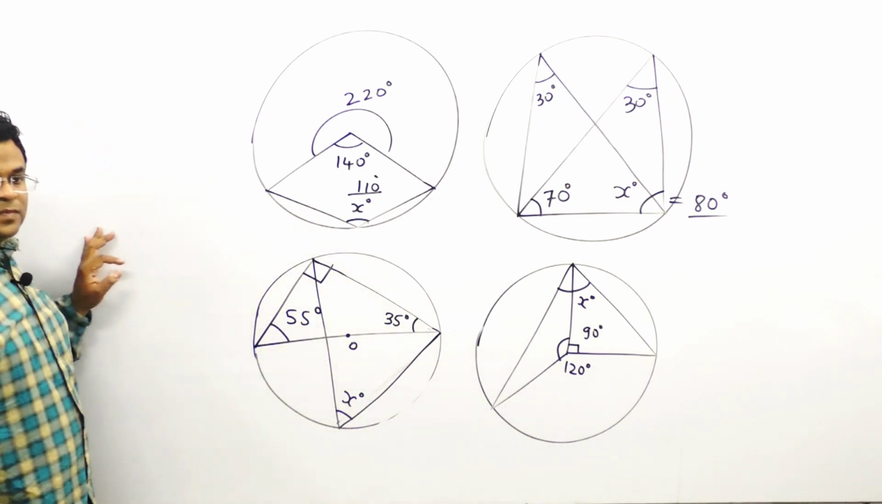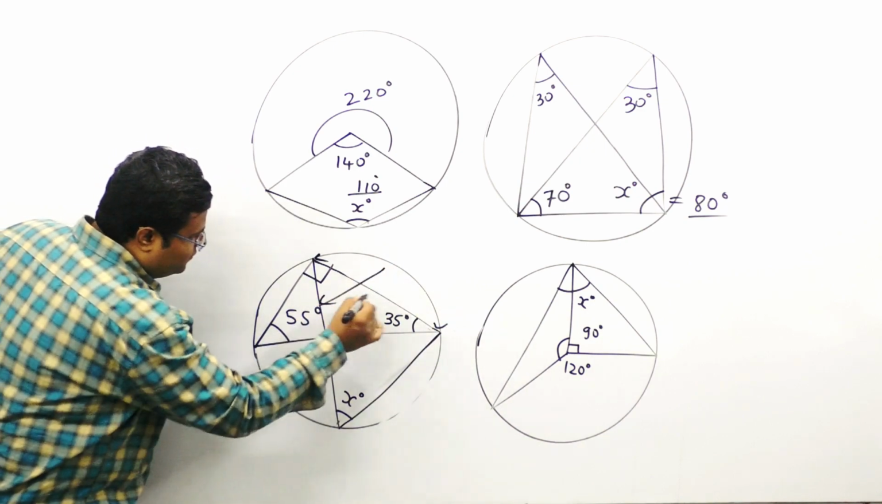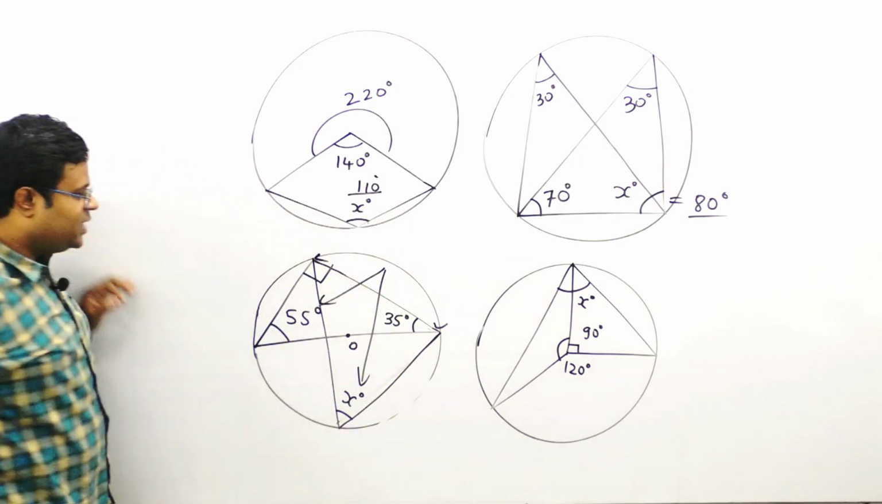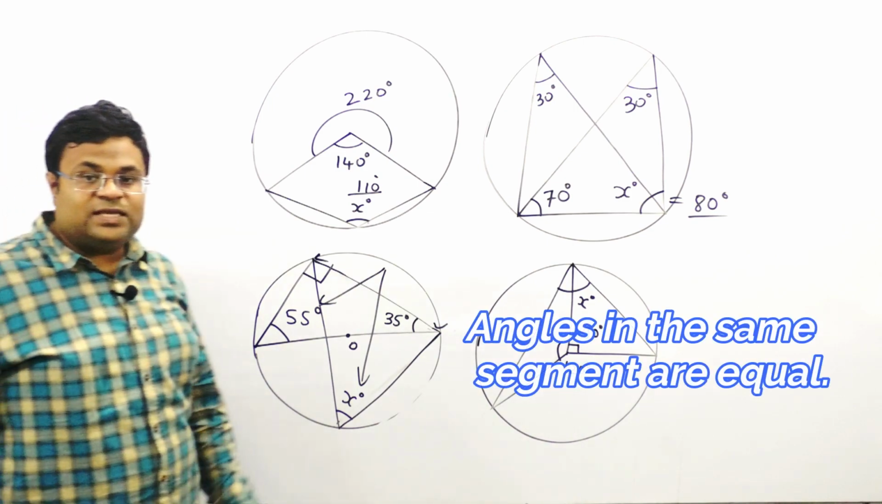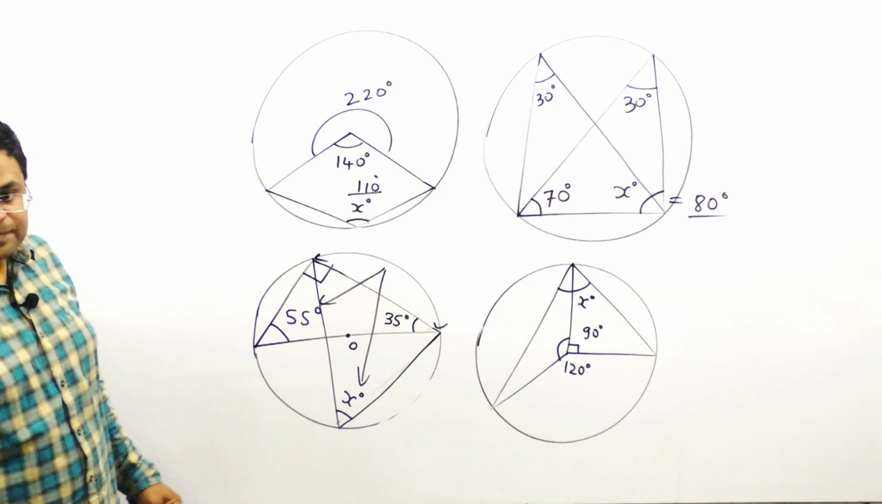Yes or no? Now see, this is the starting point, this is the ending point. This is 55, so this will also be 55. So what is x equal to? 55. Got it?